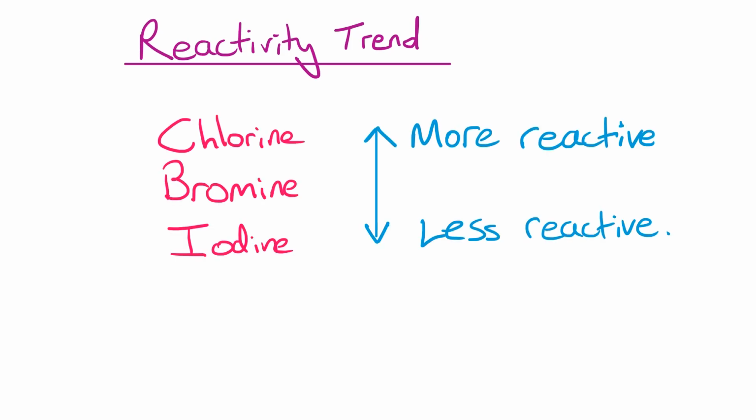Chlorine reacted in 2 of its reactions and it can displace bromine and iodine, whereas iodine didn't react in any of its reactions and it can't displace bromine and it can't displace chlorine. So that tells us that as we go towards the top of group 7, they become more reactive. As we go further down group 7, the halogens become less reactive.